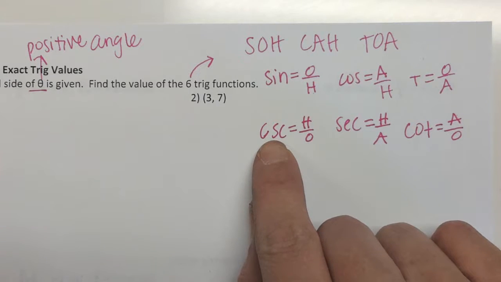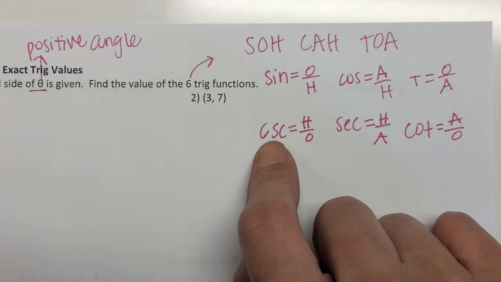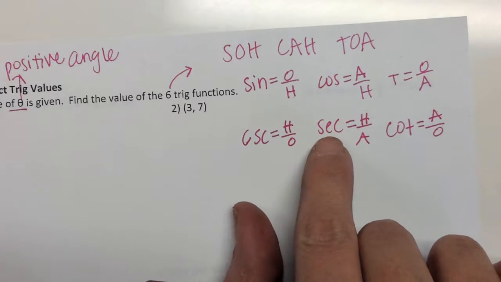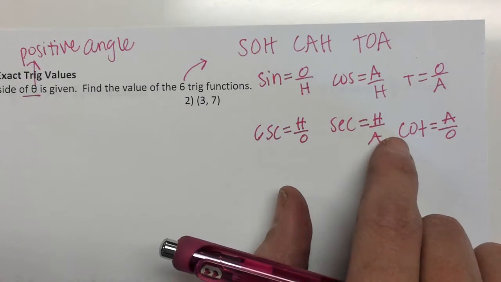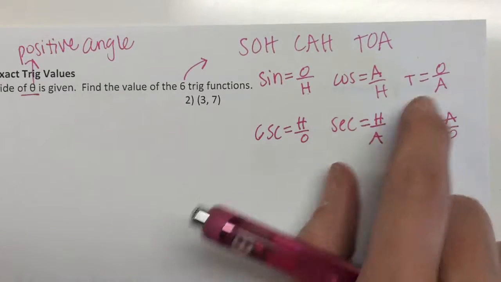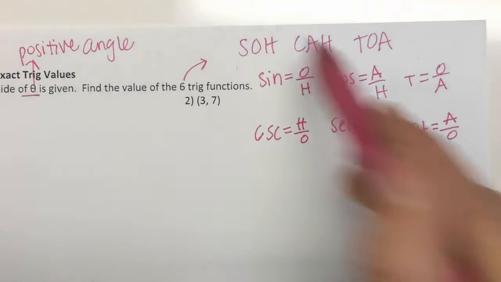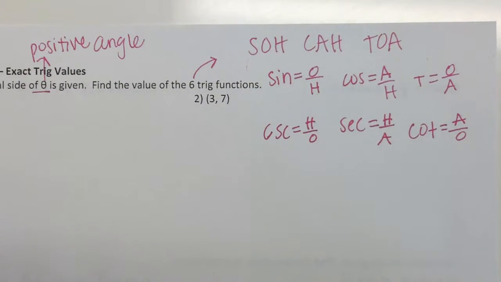Now get in the habit. Starts with a C, so think cosecant. Starts with an S, so secant and cotangent. And this is sine, cosine, tangent. Those are the 6 trig functions, and that's what we're going to be dealing with for the next 2 to 3 weeks. You'll have them memorized by then.